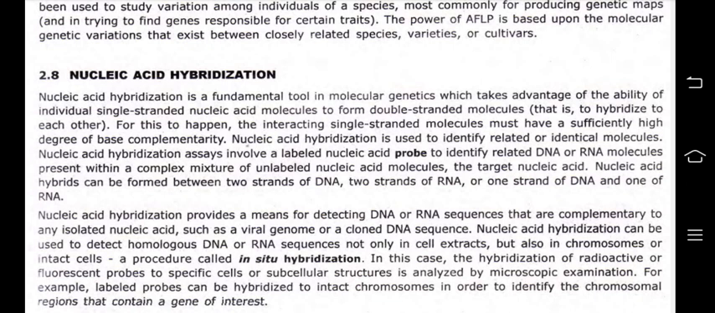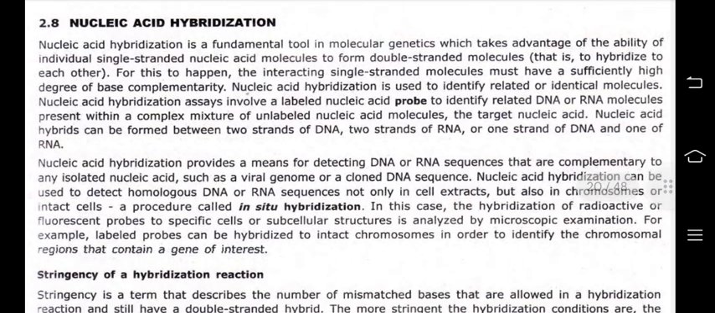Probe is required. Nucleic acid hybrids can be formed between two strands of DNA, two strands of RNA, and one strand of DNA and one of RNA. Nucleic acid hybridization involves a means for detecting DNA or RNA sequences that are complementary to any isolated nucleic acid, such as a viral genome or a cloned DNA sequence.